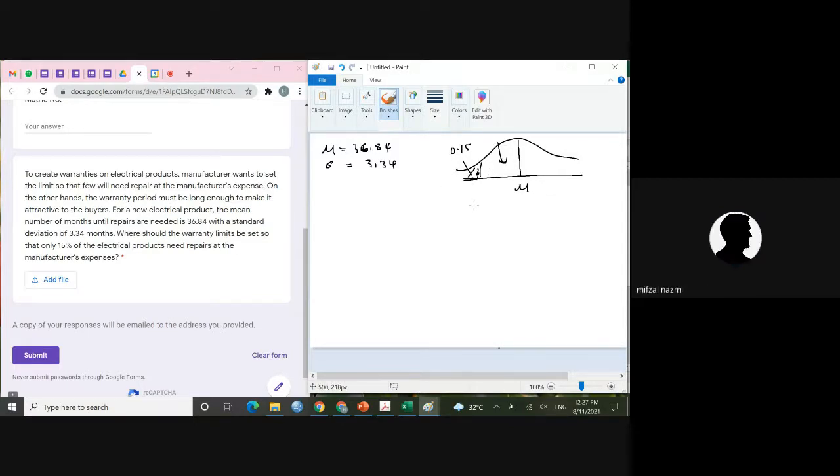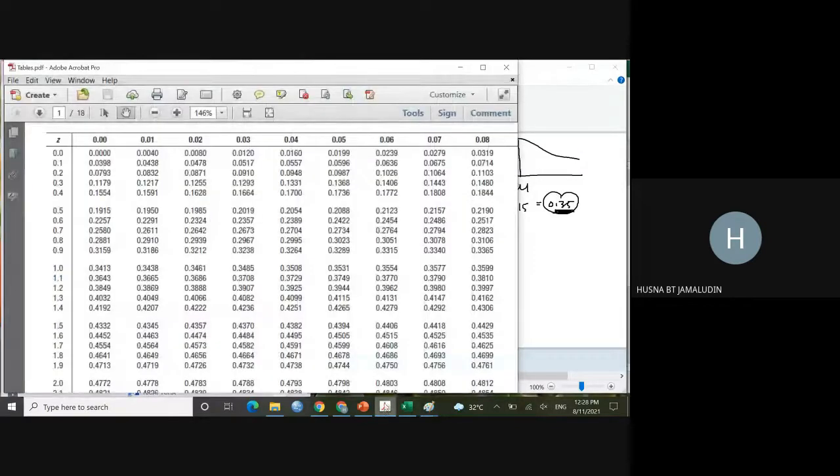What should we do? 0.5 minus 0.15. So you should get 0.35. Okay, so this is the area under the curve, right? So currently we are using the z to find the x value. The area under the curve is the probability, right? So we have to convert this probability into the z value. Okay, so let's look at the table.